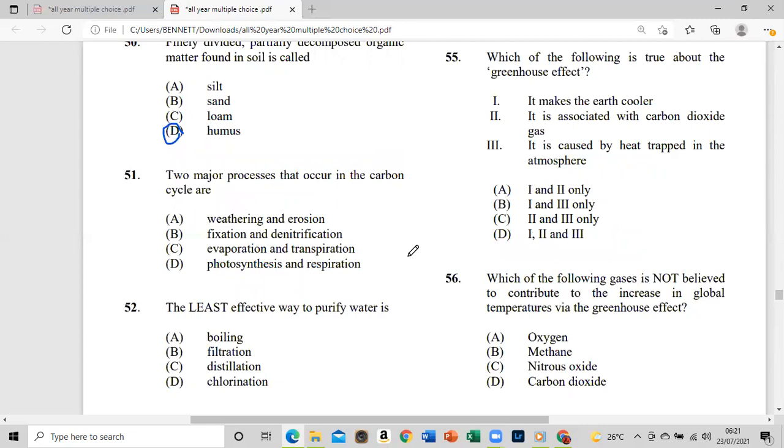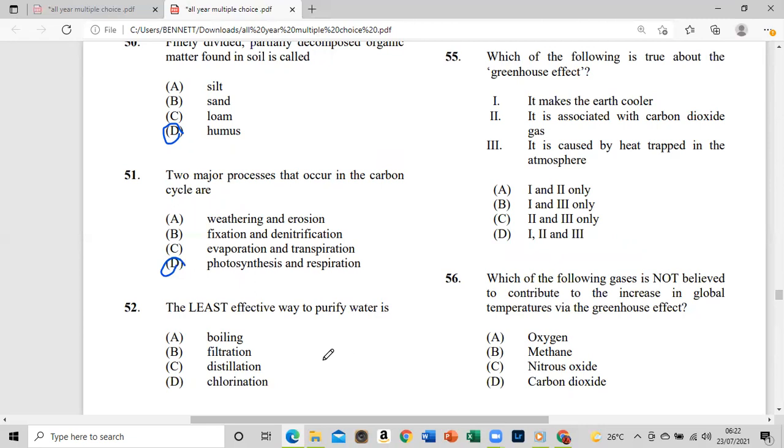Oh, that's bad. 51, two major processes that occur in the carbon cycle are, is it A, weathering and erosion, or fixation, or denitrification, or is it evaporation and transpiration, or is it photosynthesis and respiration? And that is D.